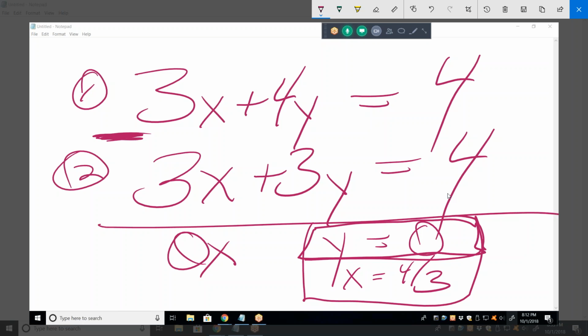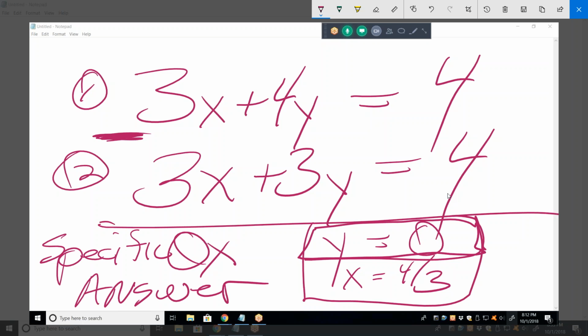Now, once you get an answer for one of the variables, it's just a simple step to get the answer for the other one. So when you solve for one variable, you are getting a specific answer, a unique X and Y answer. Remember, there's only three choices. There's this one specific answer, there's no solution, and there's infinite solutions. So the moment you solve for one variable, you know you have a specific solution. Even though you haven't yet solved for X, you know that you have a solution. Okay?